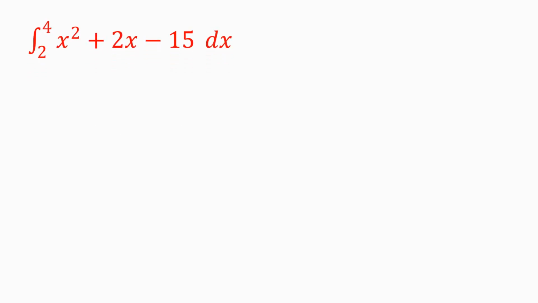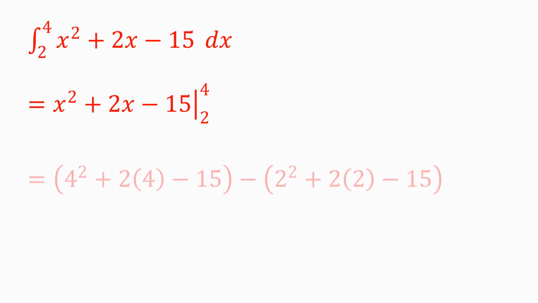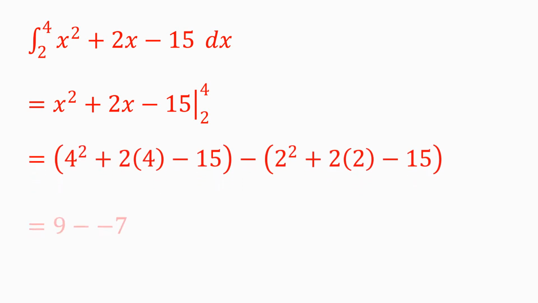So the expression is the integral of x squared plus 2x minus 15 between 4 and 2, which can be rewritten as x squared plus 2x minus 15 between 4 and 2. Then we substitute the values of x by 4 and 2, and we obtain 9 minus negative 7, which is 16.